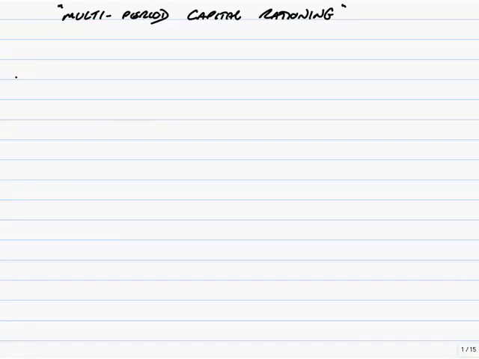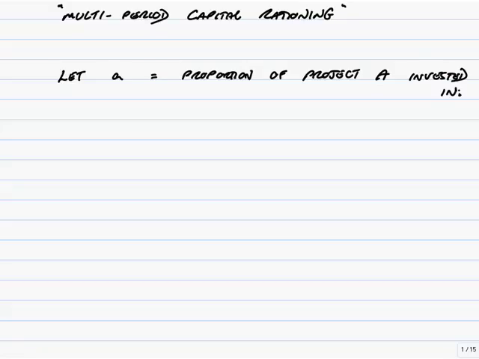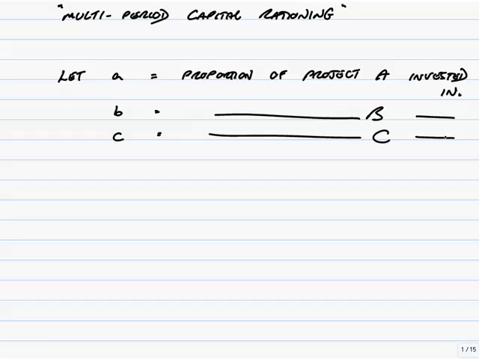First of all, we'll define the symbols, define the variables. Let A, any symbols you like, but let A equal the proportion of project A invested in. So we might invest in 50% of A, we might invest in 80% of A, well, little a, 0.5, 0.8. Similarly, B, there'll be the proportion of project B invested in, and C, proportion of project C.